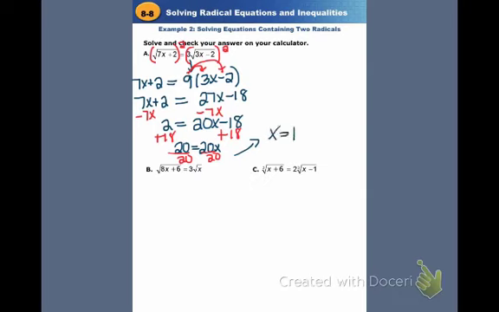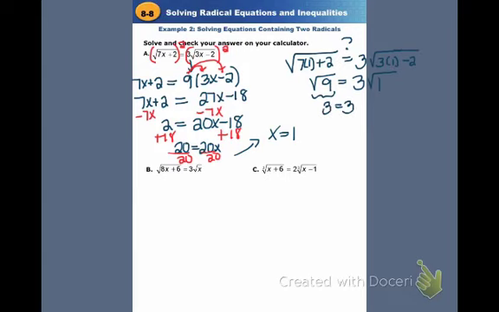Now again, I want to check it, so I'm going to plug it back into the original. So I know that the square root of 7 times 1 plus 2 is supposed to equal, we want to know if it does, we don't know for sure, got to check it, 3 times the square root of 3 times 1 minus 2. So 7 times 1 is 7, plus 2 is 9, so that's the square root of 9. Is supposed to equal 3 times the square root of 3 times 1 is 3 minus 2 is 1, square root of 1. So this equals 3, and the other side equals 3, so it checks.